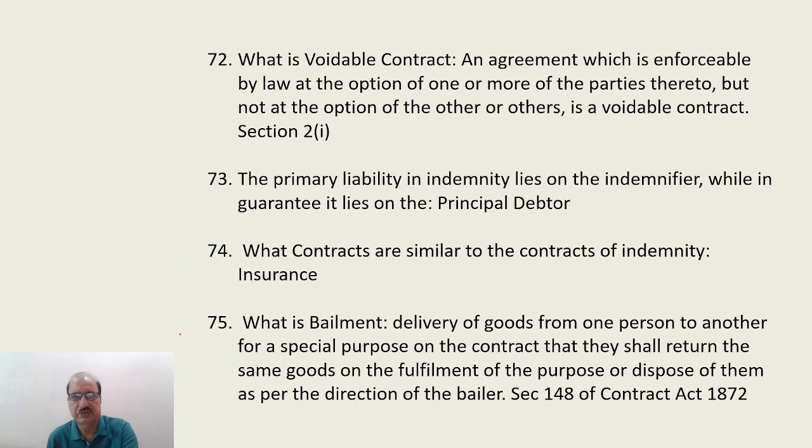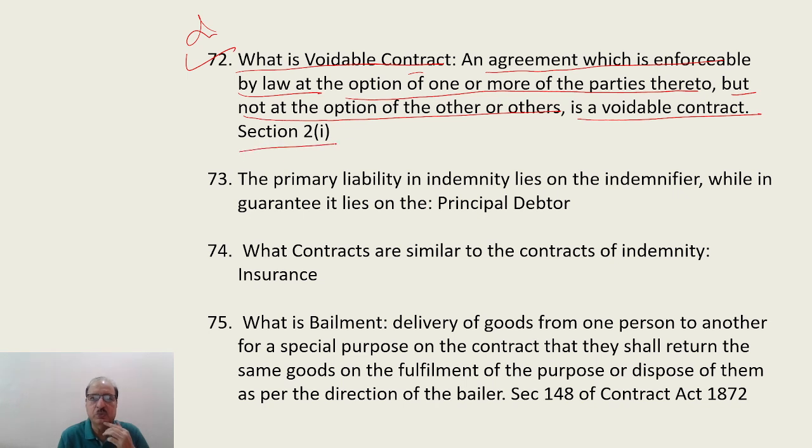Okay, let's go to the next. This is important. What is a voidable contract? An agreement which is enforceable by law at the option of one or more of the parties thereto, but not at the option of the other parties, is a voidable contract under section 2(i). A and B enter into an agreement where A says, I will sell my house to B for 20 lakh.